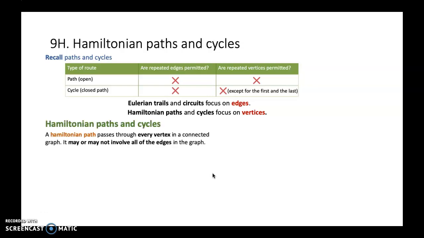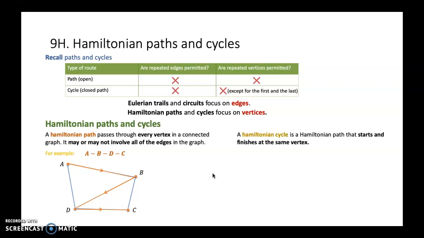A Hamiltonian path is a path that passes through all vertices in a connected graph. Make sure the graph is connected. It may or may not involve all the edges in a graph. Let's have a look at this example here. In this connected graph ABCD, one possible Hamiltonian path is A to B, D, then to C. So we finish at a different vertex.